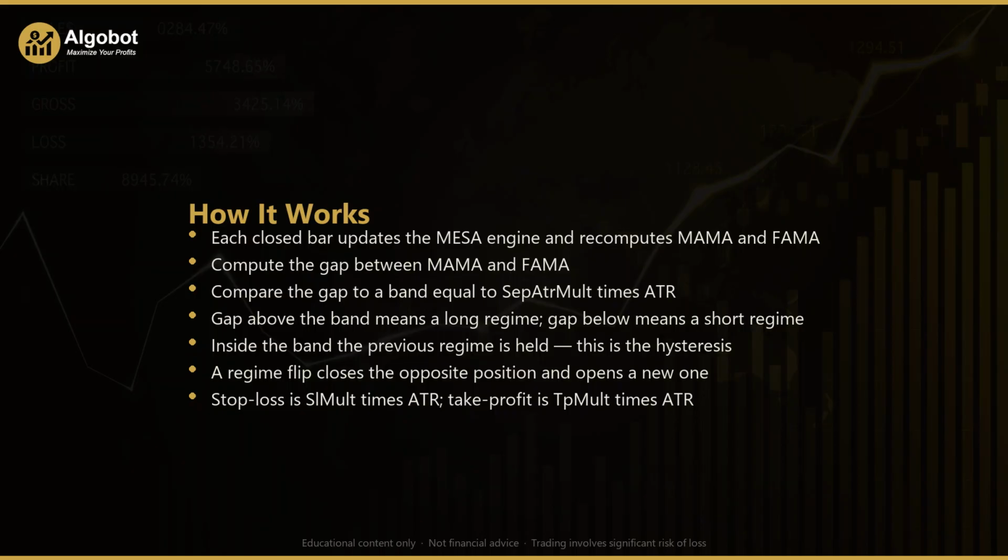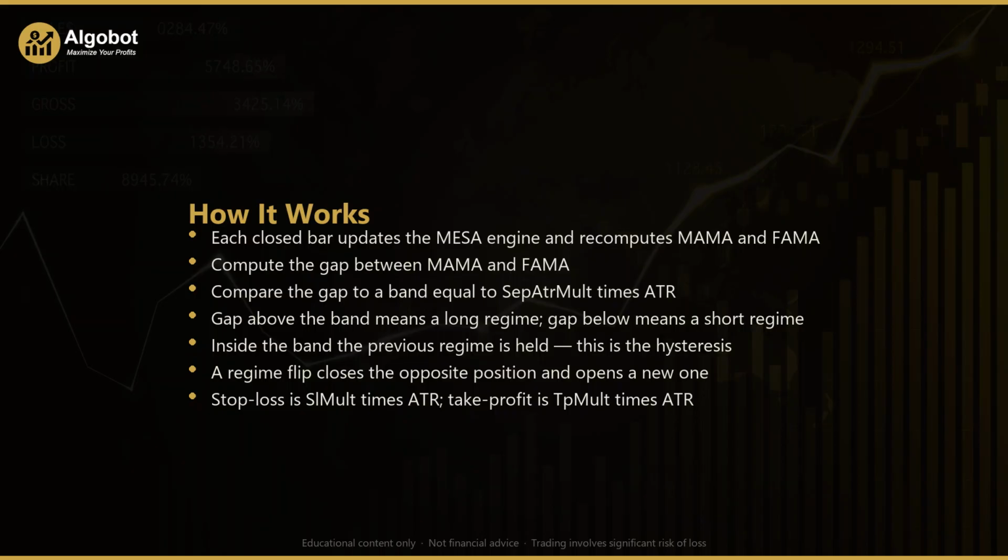Once it's warmed up, the decision is straightforward. The strategy measures the gap, which is simply MAMA minus FAMA. It then builds a separation band equal to the parameter SepAtrMult, which defaults to 0.15, multiplied by the current ATR. This is the volatility-scaled buffer. If the gap rises above that band, the strategy sets its regime to long. If the gap falls below the negative of that band, it sets the regime to short.